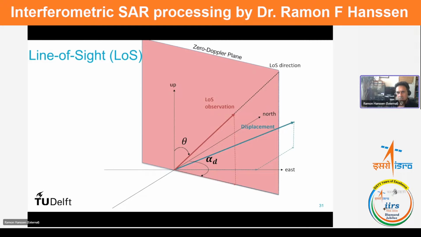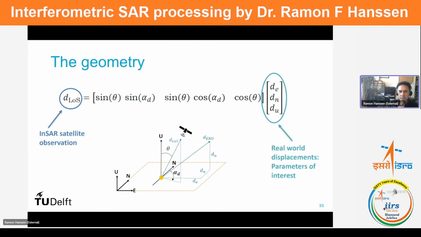Okay, so this is the geometry that we have if we have only one viewing geometry. Now, what does it look like if we write it in mathematical equations? So we have the three-dimensional displacement here in blue and the one-dimensional line of sight observation. Basically the equation goes from here on the right-hand side, the east-north-up, the three components of the displacement vector, and on the left-hand side, the observation, which is one-dimensional line of sight.